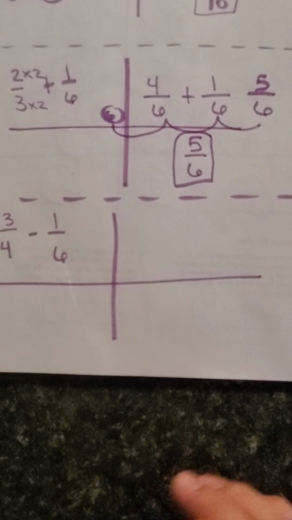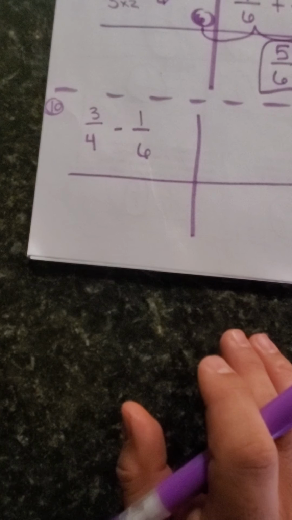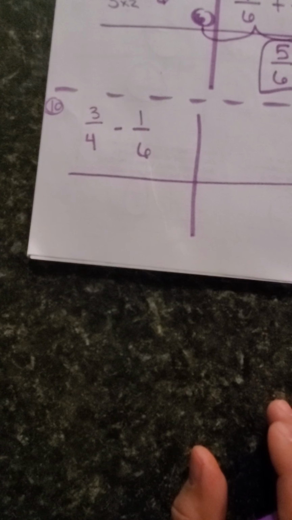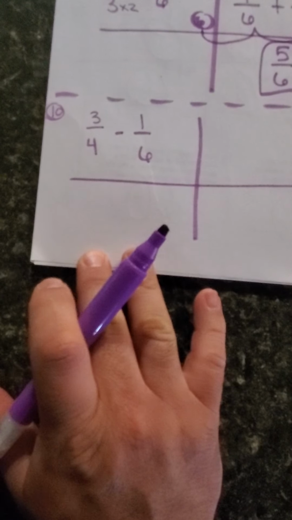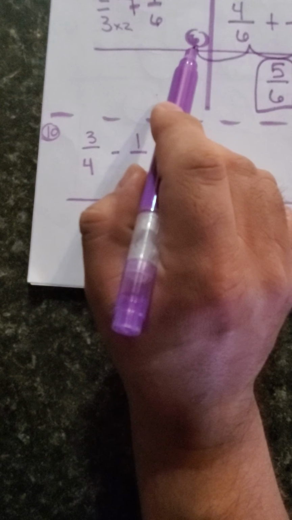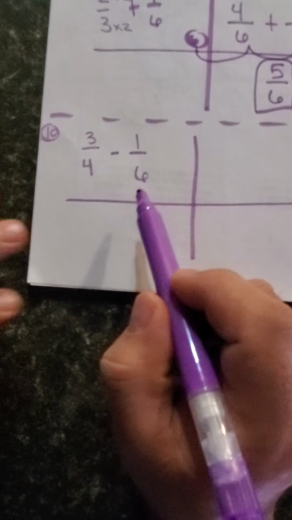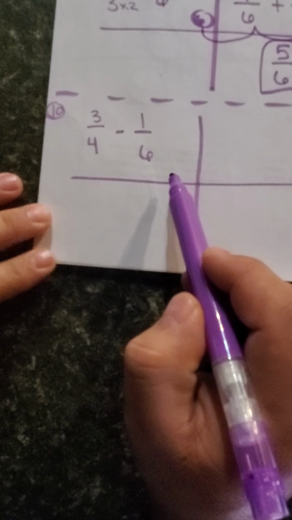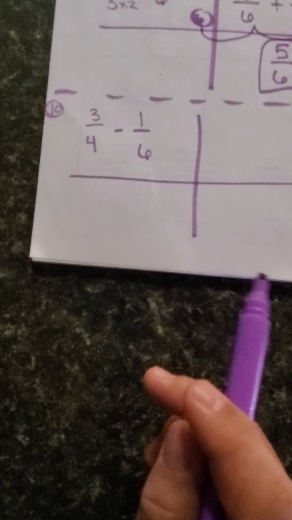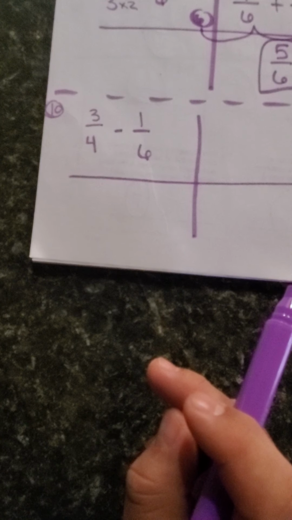Now let's try a subtraction one. And this is number 10, 3/4 minus 1/6. Now with this one, again, this is what I was talking about earlier. You can do 3 times 6 is 18 and have that common denominator. And you can do 4 times 6 is 24. But there's a number that is a least common multiple. And you don't have to do a whole bunch of simplifying at the end.